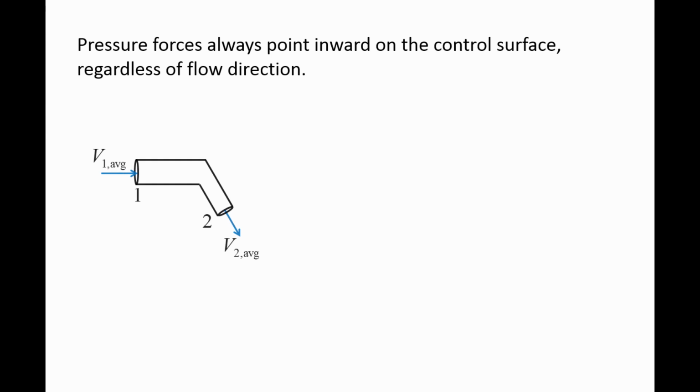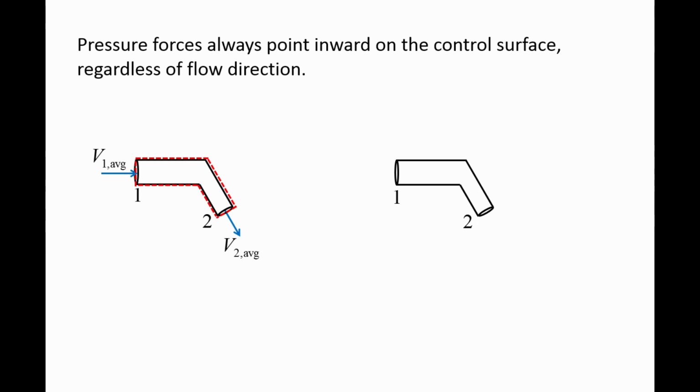Here we have isolated a pipe bend, which is part of a large pipe network. The top and bottom sides of the bend are exposed to the atmosphere, while the inlet and outlet are connected to pipes. Flow enters through inlet 1 and exits through outlet 2. We now draw a control surface around the pipe bend and identify the pressure forces on a free body diagram.